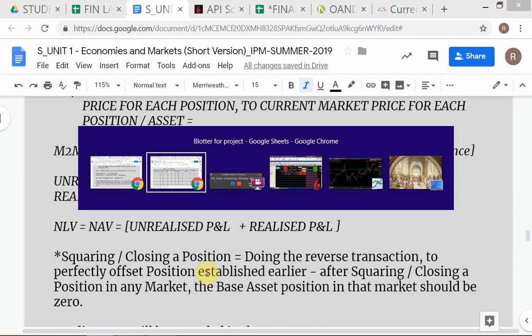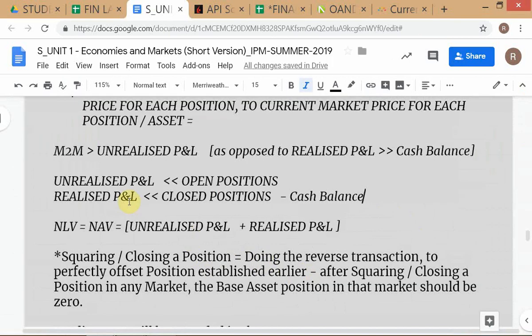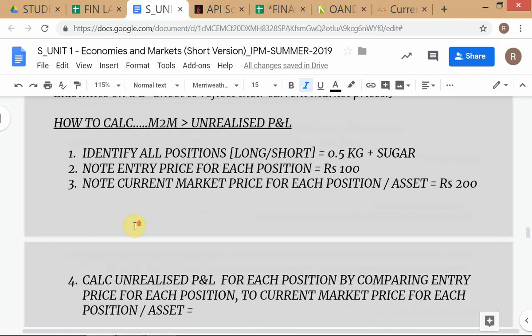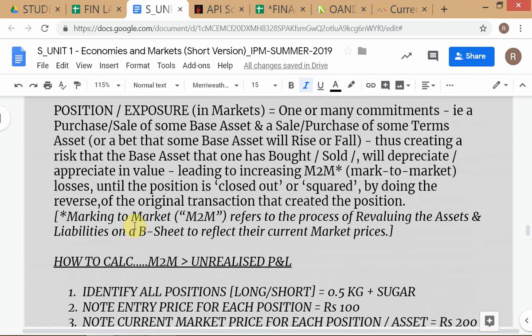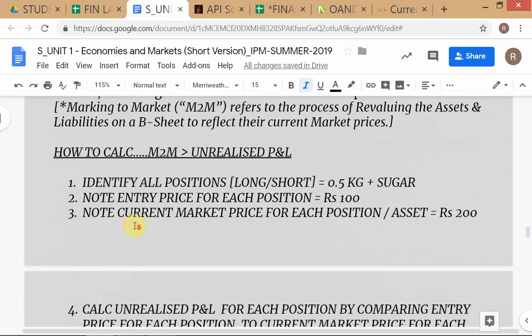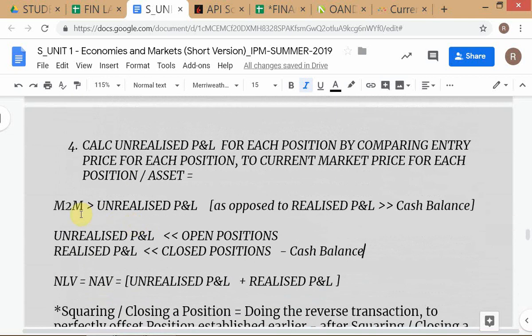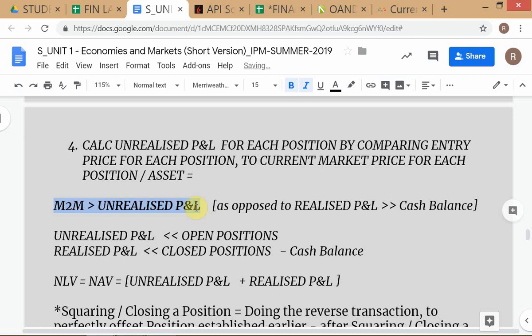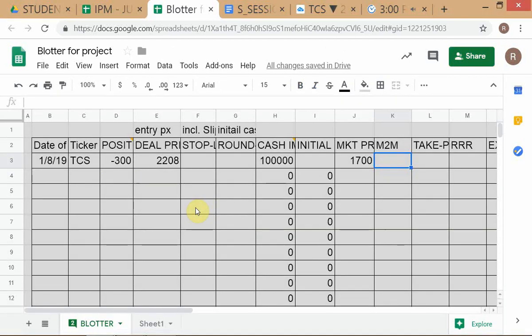You can program that yourself. So when you have the mark to market profit or loss, that represents your unrealized P&L. Mark to market is the unrealized P&L. Yeah, so the mark to market is the unrealized P&L, because remember this, you have not locked in yet.